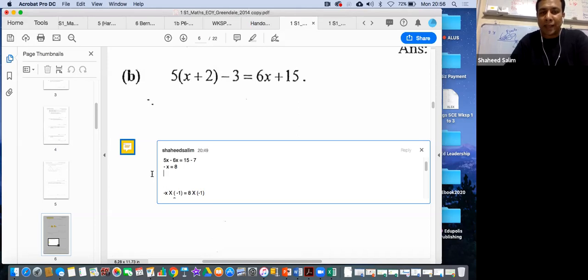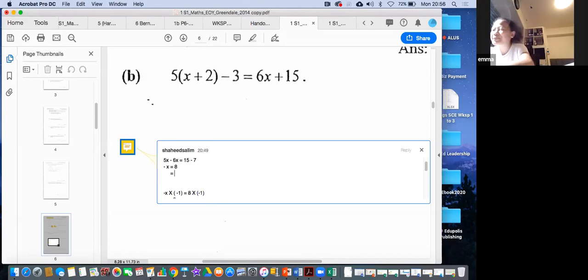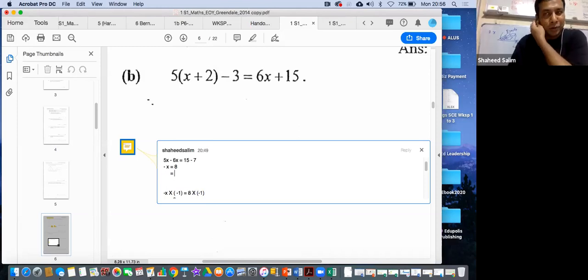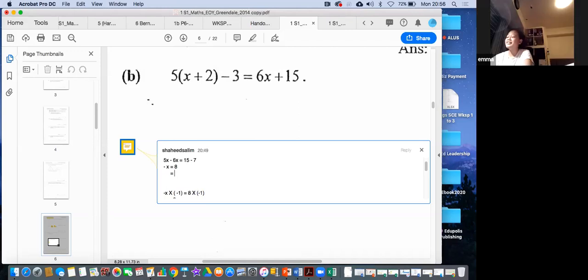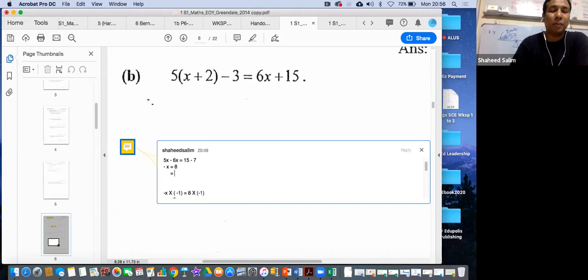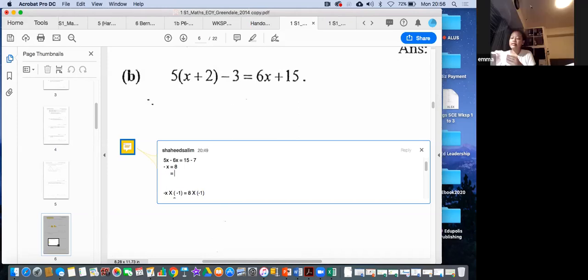Can you bring the minus x over that side? Cannot. It becomes... There's a bug on my table. Okay, get rid of the bug. Are you scared of bugs? I just killed it. You killed it? What type of bug was it? Flying in. It's okay.